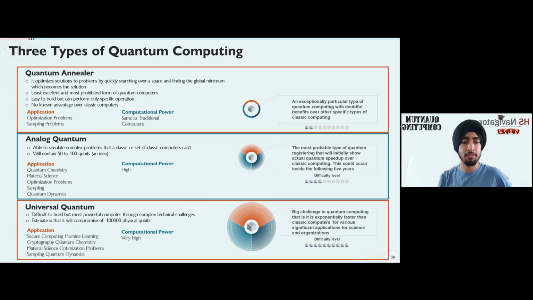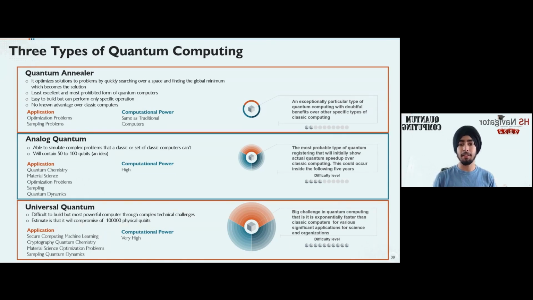Analog quantum computers contain typically around 5,200 qubits, or that's generally what we consider them to have. And these are what are used during typical quantum computing applications, stuff like quantum chemistry, material sciences, coming up with new materials, designing proteins for cancer and things of that nature. This is the most probable type of quantum computer. It's still difficult to build, more difficult than annealers, but this is where we're going to see our actual speedup over the next 5 to 10 years.